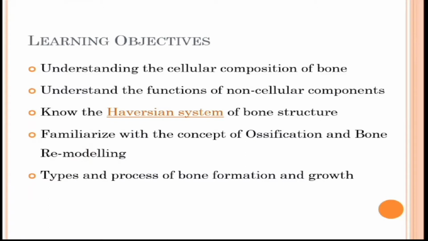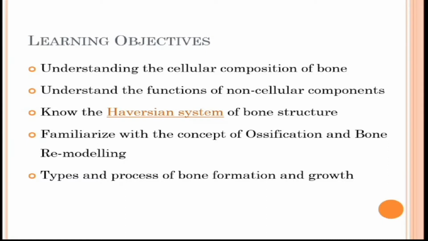Our main learning objectives for today's lecture would include understanding the cellular composition of the bones, meaning what the bone is made up of in terms of the organic cells, and what the non-cellular components are there in the bone that provide the basic support and the framework for the bone matrix. Then we will study the Haversian system of the bone structure, which is a microscopic histology of the bone, that how these cellular and non-cellular structures intermingle together to form a bone.